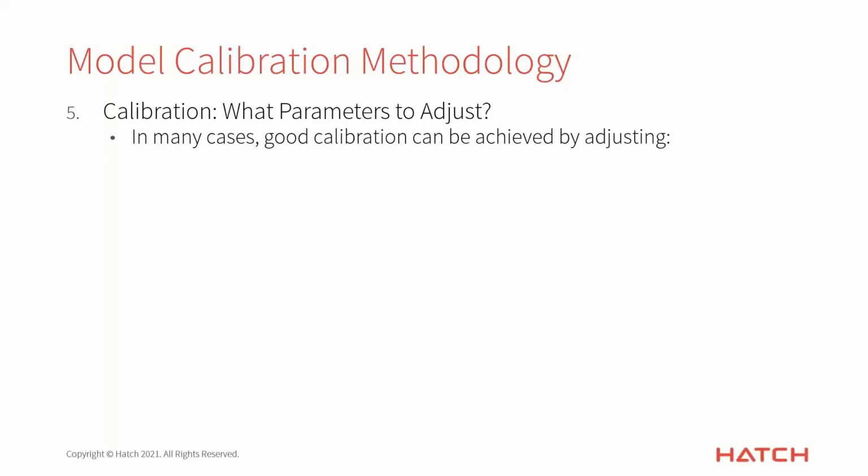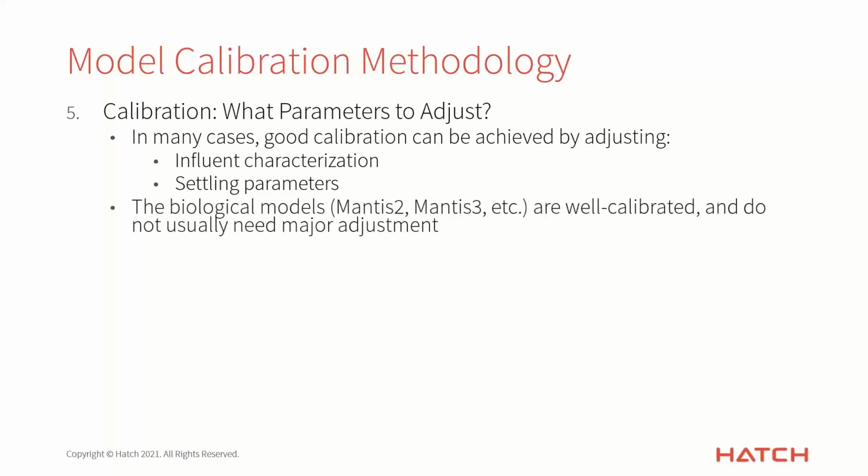All right, so now we're going to discuss a bit about what parameters to actually adjust. So in many cases, a good calibration can actually just be achieved by adjusting the influent characterization and the settling parameters. We're going to get into more specifics on what parameters within these two categories specifically you should be adjusting in the upcoming slides, but I'm just going to talk about a few more parameters that you sometimes need to adjust before that. So the biological models typically are pretty well calibrated, and they don't usually need major adjustment.